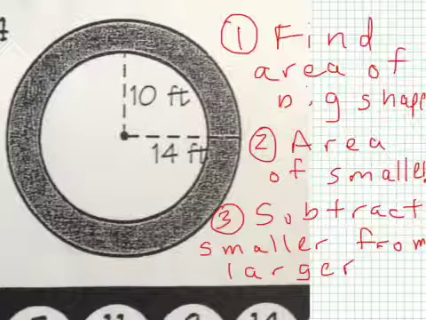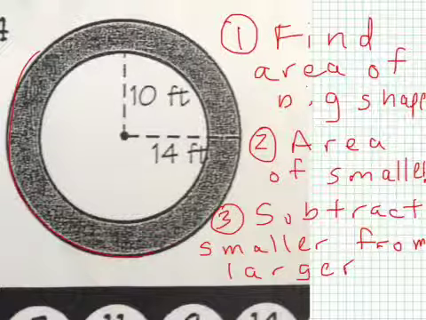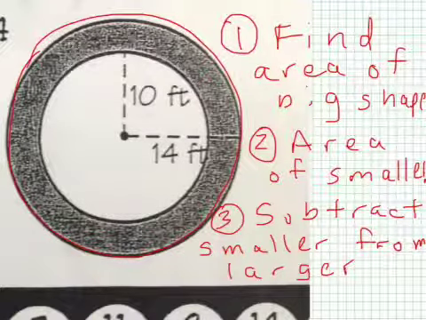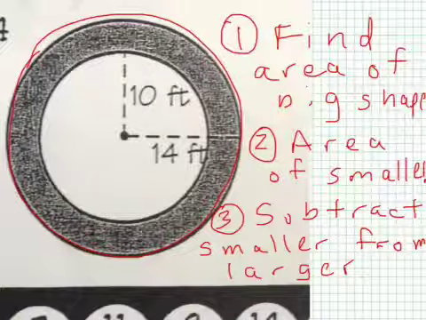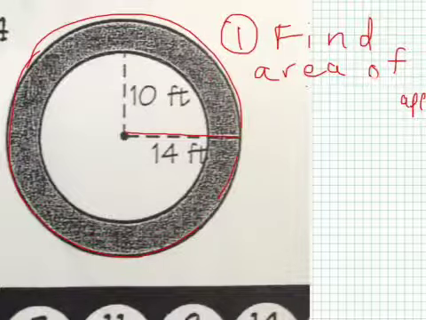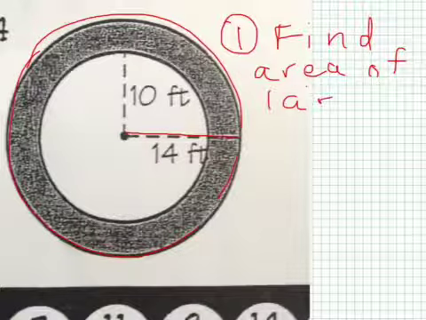So find the area of the big shape. When we say the big shape, this is what we're talking about. We are talking about this larger circle. And if you look carefully, you can see that the larger circle has a radius of 14 feet. Alright, so let me get rid of this, and we will first start by finding the area of the larger. That's going to be step one.